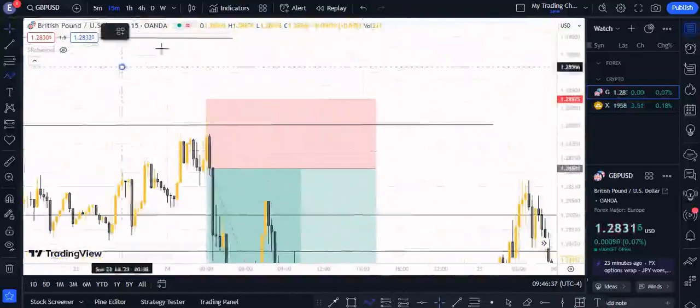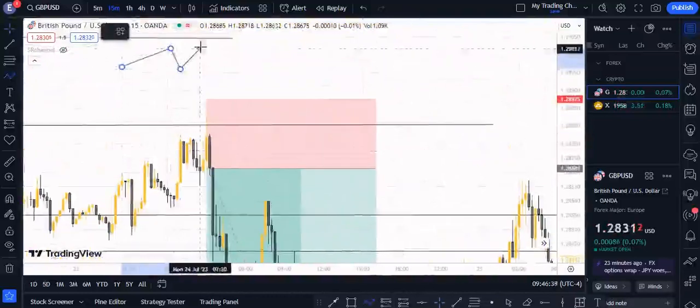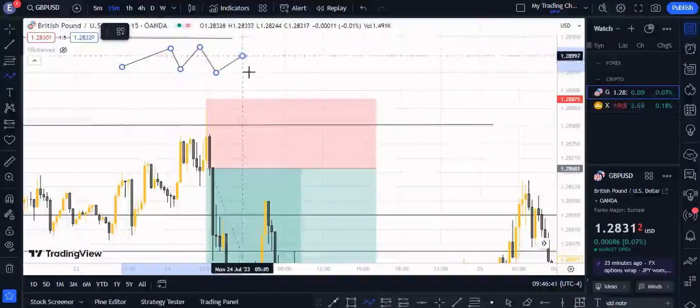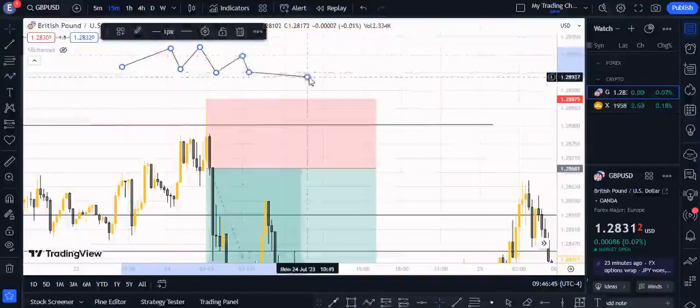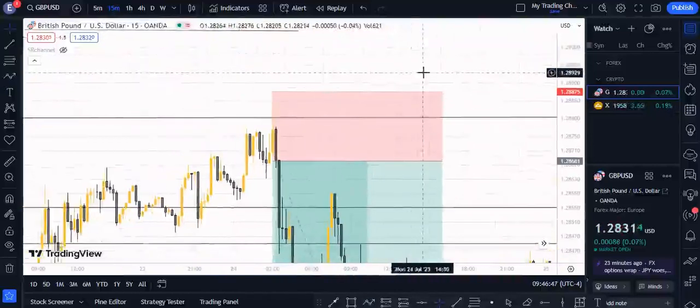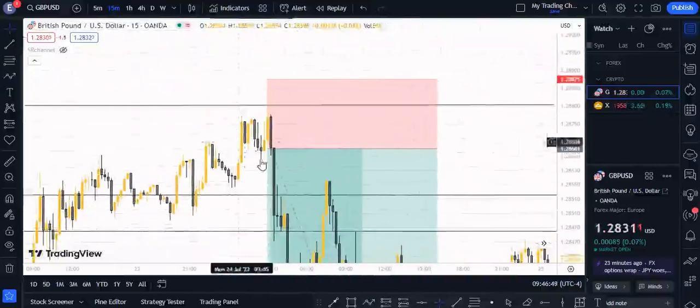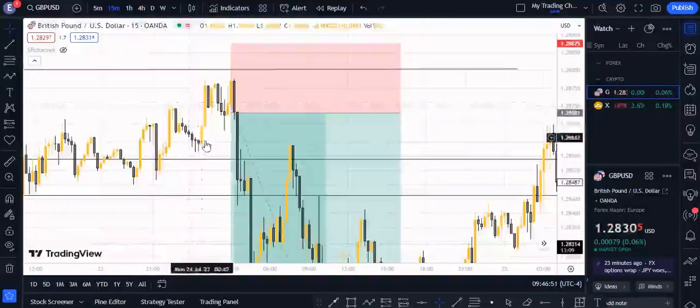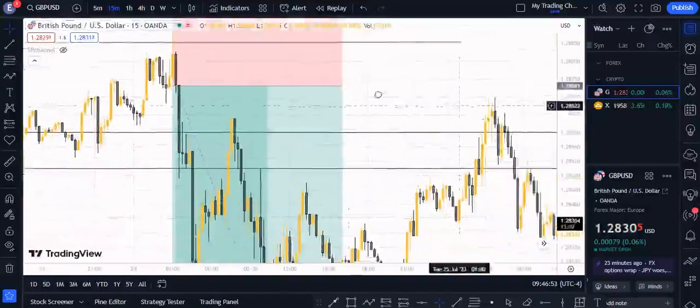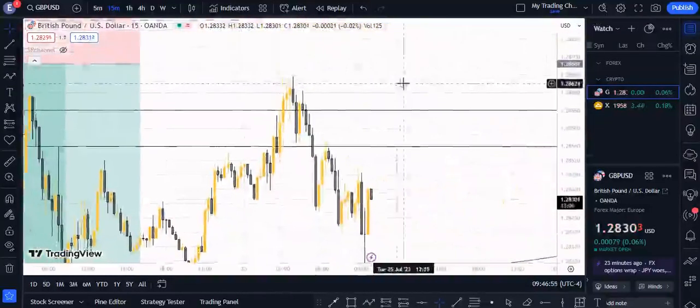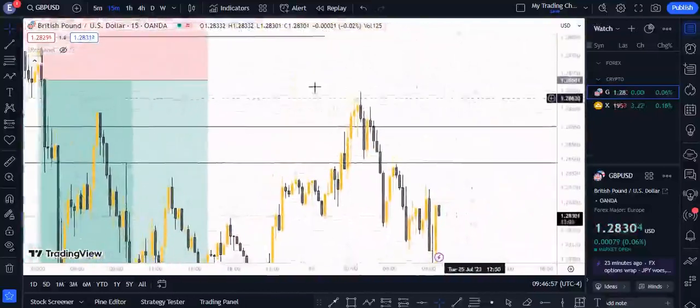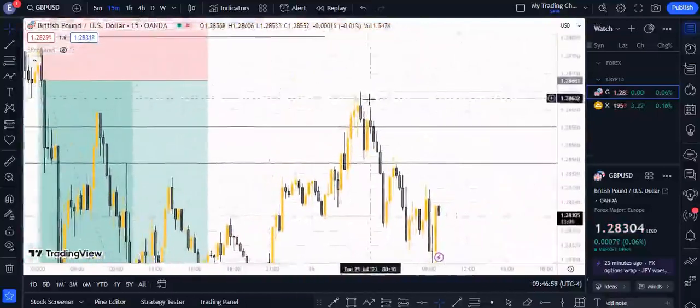You can see this is it right here, creating a triple top. This is Monday's trade, the explanation about yesterday's trade. We took the trade, but we didn't get massive profit. No, this is today's trade that we took.